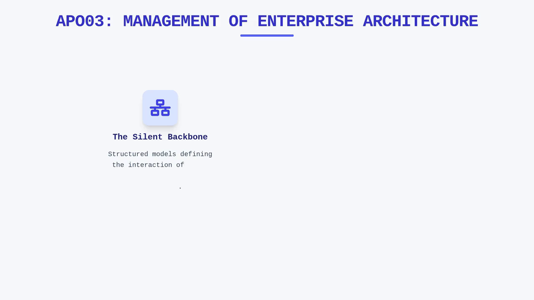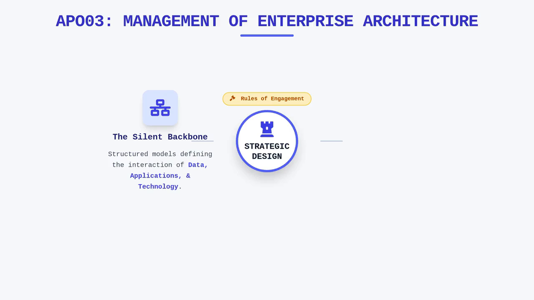Architecture is the silent backbone of any enterprise, which brings us to APO03, the management of enterprise architecture. This objective is about creating a structured model that explains how data, applications, and technology interact within the organization. When we design this architecture, we are effectively setting the rules of engagement for every new system purchase or development project. By maintaining a clear architecture, we minimize complexity and ensure that new components integrate seamlessly into the existing environment. Complexity is the enemy of efficiency, and good architectural planning is the most effective antidote we have available.